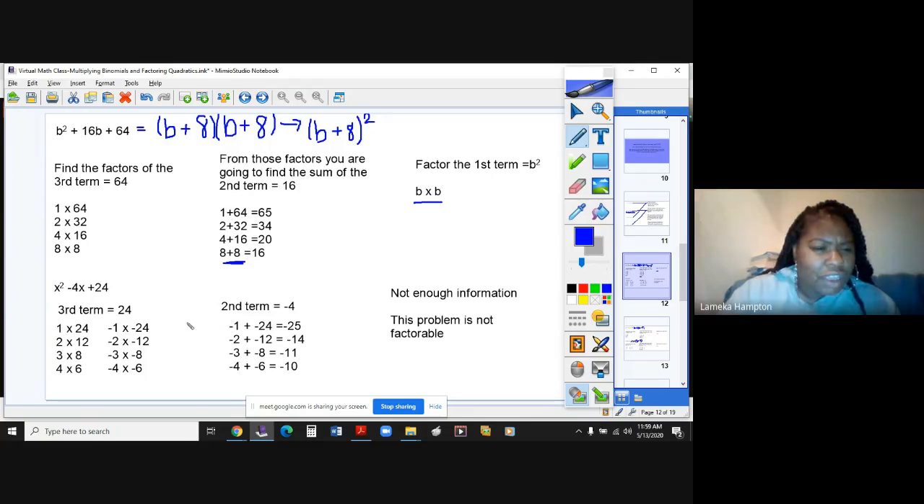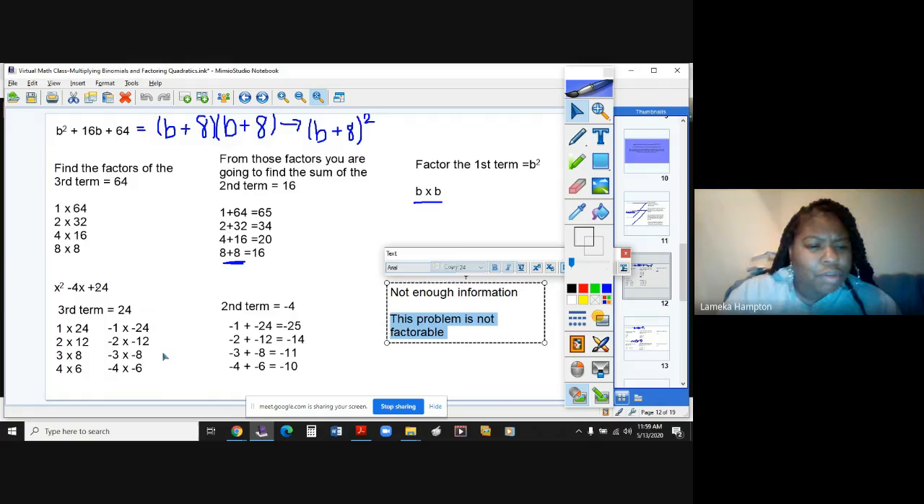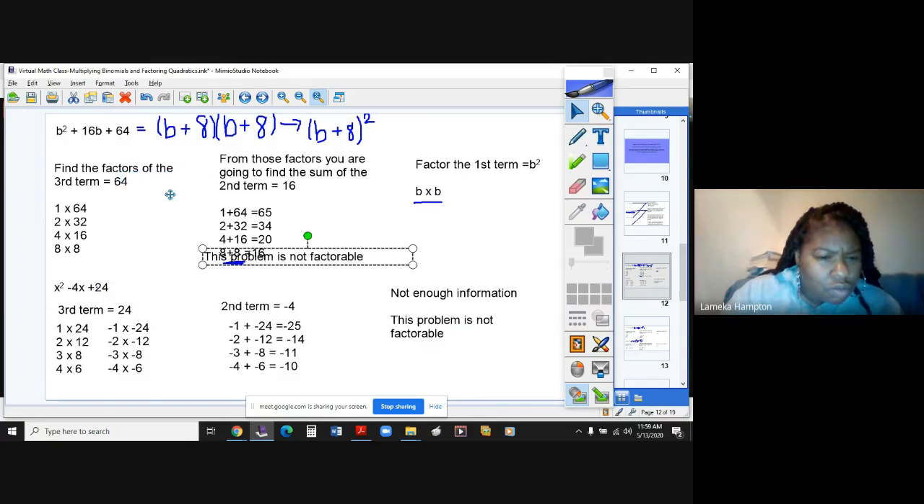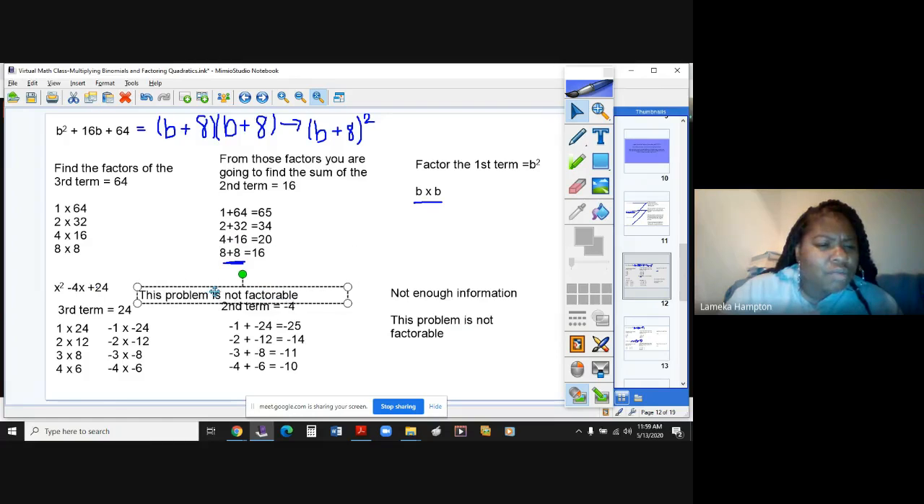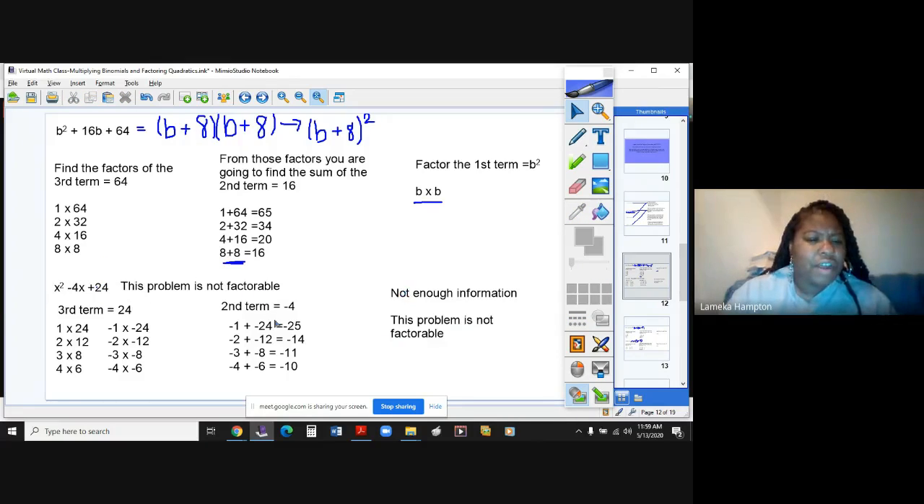So I am going to put, oh, okay, I already did that. Hold on, let me see. Copy. Paste. All right. So what I did here is I just simply said this problem is not factorable. I just wanted to make sure I put that right there. Okay. So we did a great job today.